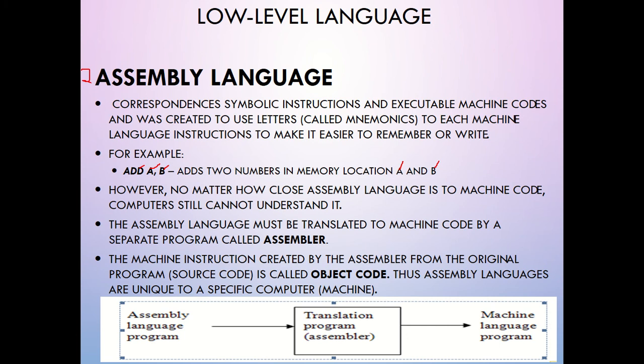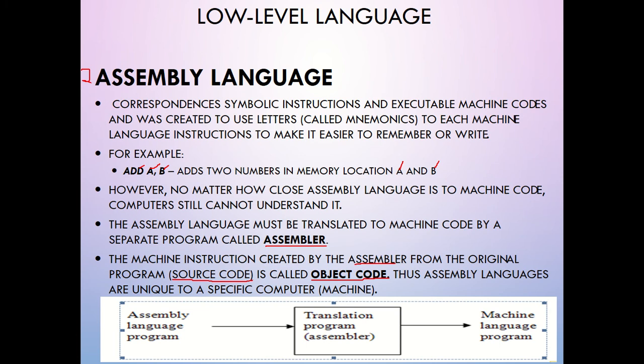However, no matter how close assembly language is to machine code, computers still cannot understand it. It is understood by humans, but not by computers. So what we have to do next is translate the assembly language to machine code by a separate program called an assembler. The machine instruction created by the assembler from the original program source code, add a, b, is called object code. Thus, assembly languages are unique to a specific computer machine.